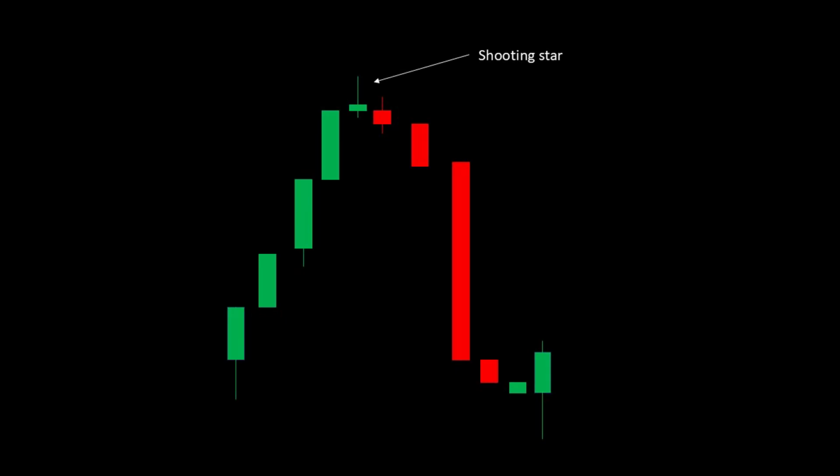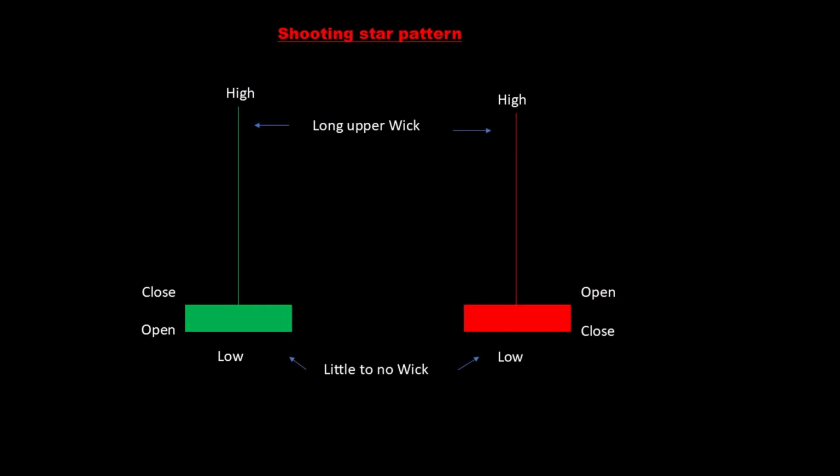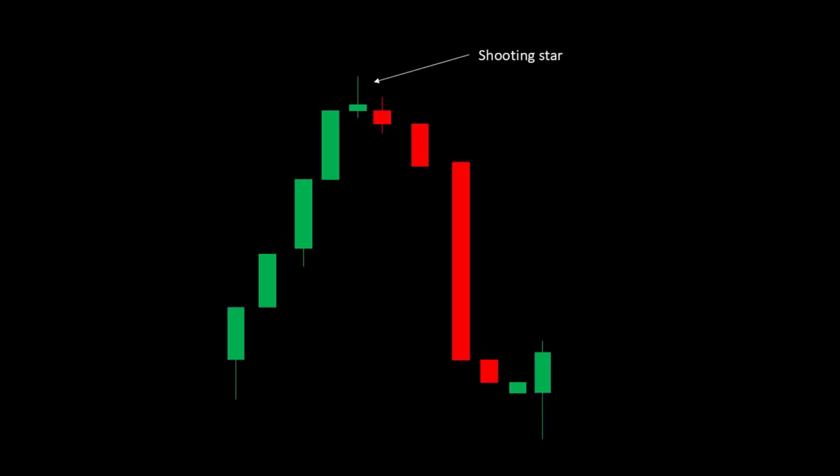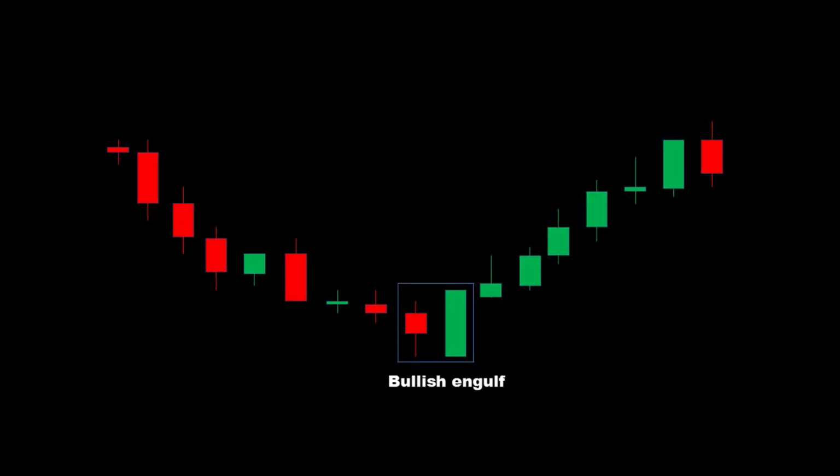This trend is created when buyers pushed the price high, but couldn't hold it, and sellers came in strong and pushed the price back down near the opening position. It's a sign of rejection at higher prices, and usually means a trend is weakening. You can use it by looking for it at resistance zones or after strong bullish moves. You could also wait for a red candle after it to confirm the setup, or consider taking profits or placing a short position.